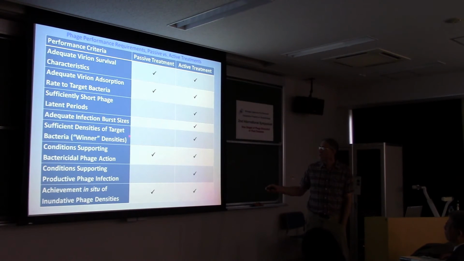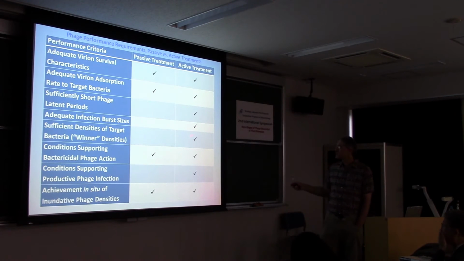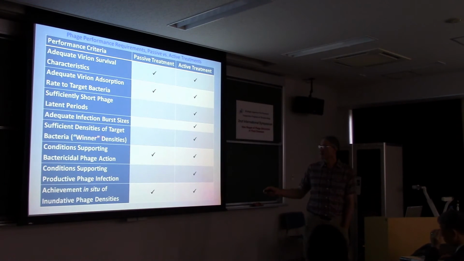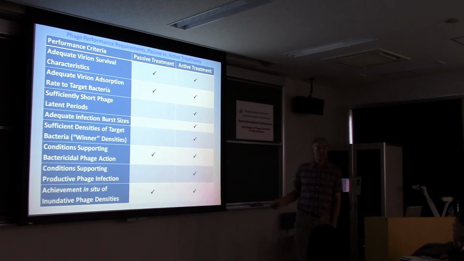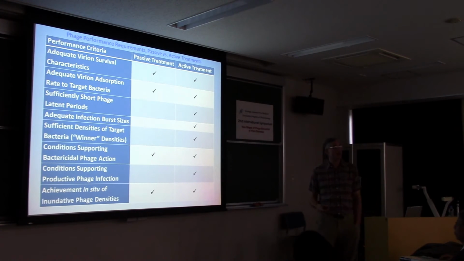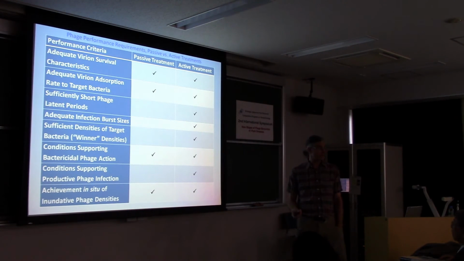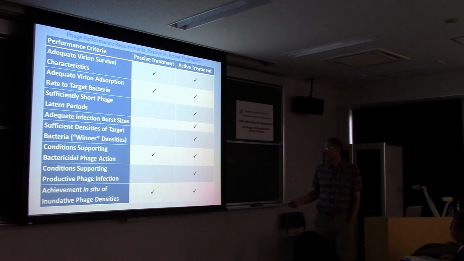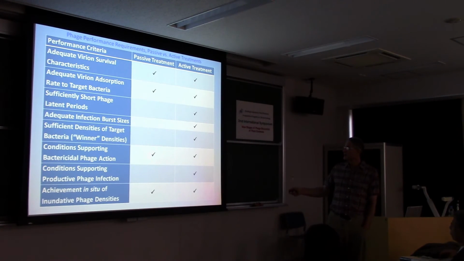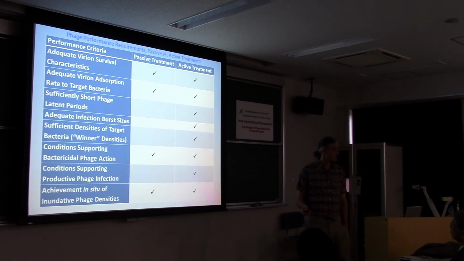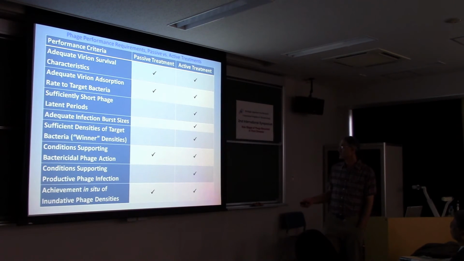In order to have lots of phages produced, you have to have sufficient densities of bacteria. But with passive treatment, it doesn't matter. With passive treatment, all that matters is the density of phages you add, not the density of target bacteria. You do have to have, however, bactericidal infections or adsorptions in order for passive treatment to be effective.